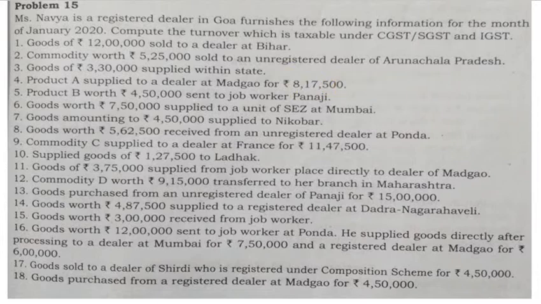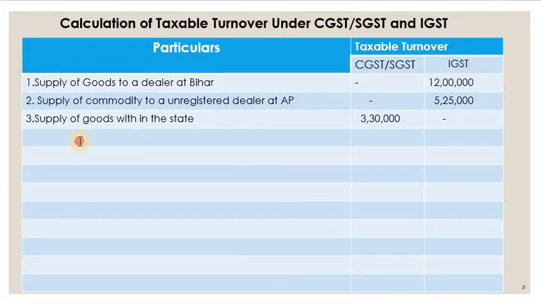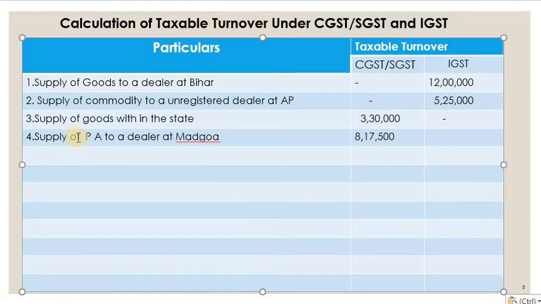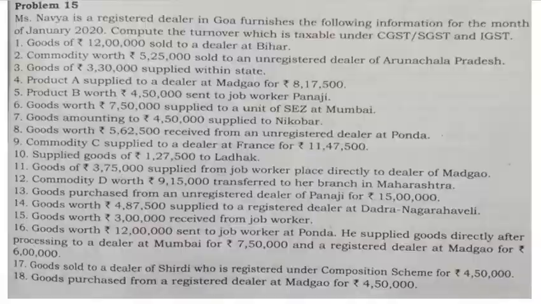So let's write that transaction and amount. I have written here supply of product A to a dealer at Mudgova, 8,17,500. Under CGST and SGST column I have written. Let's go to the fifth one.